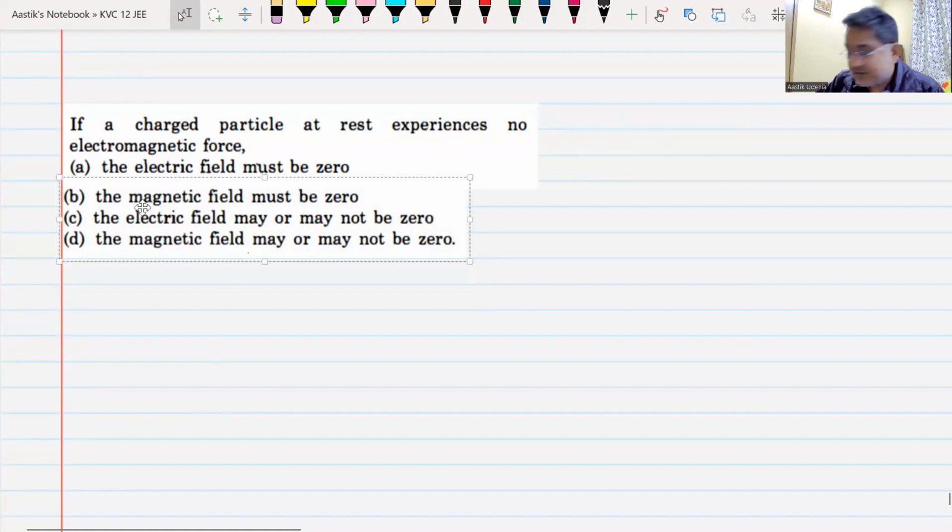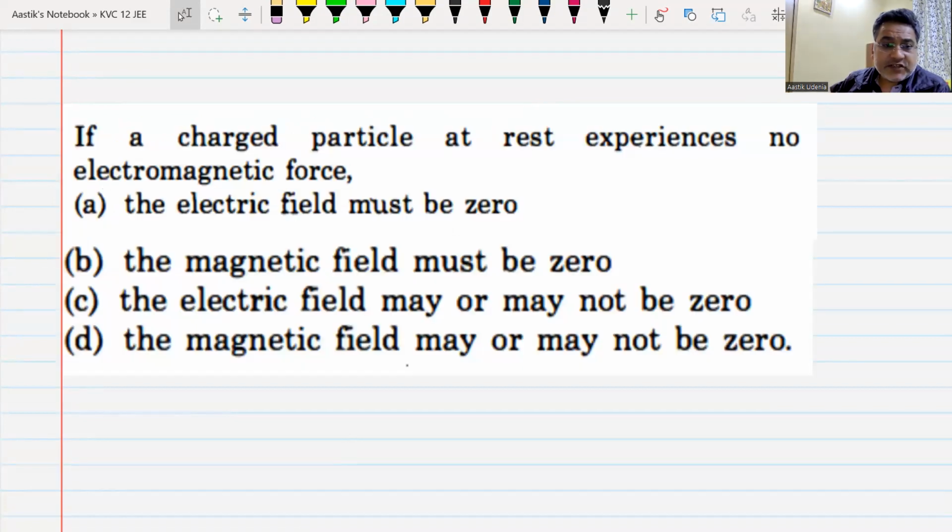Let me just increase the size of this so that you can see it better. If a charged particle at rest experiences no magnetic force, which of the options is or are correct?